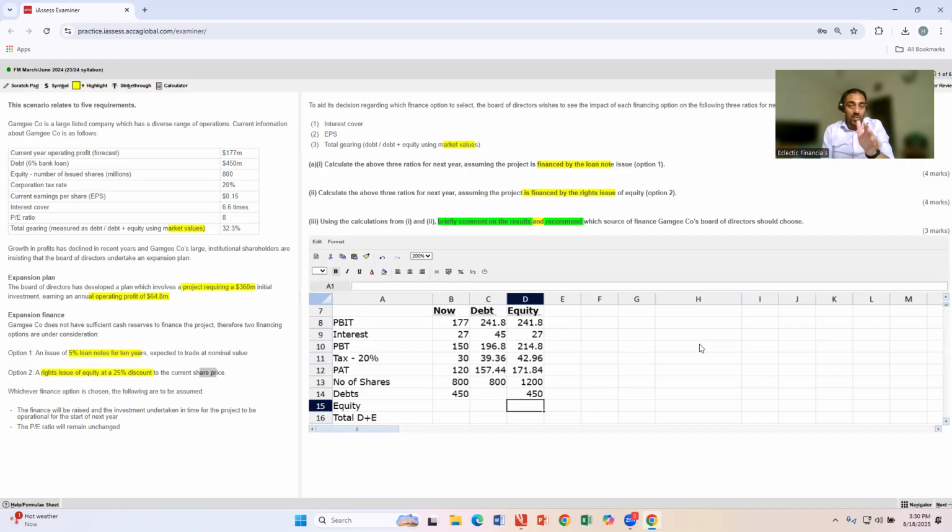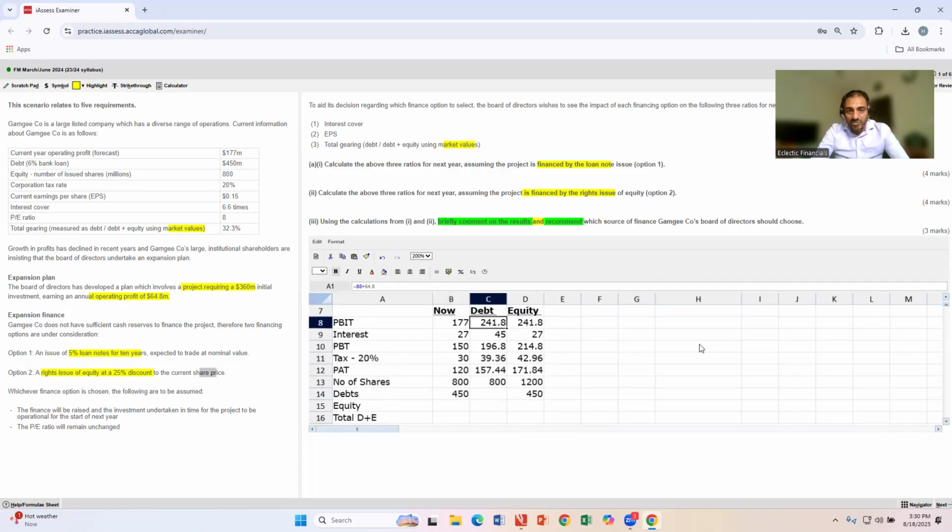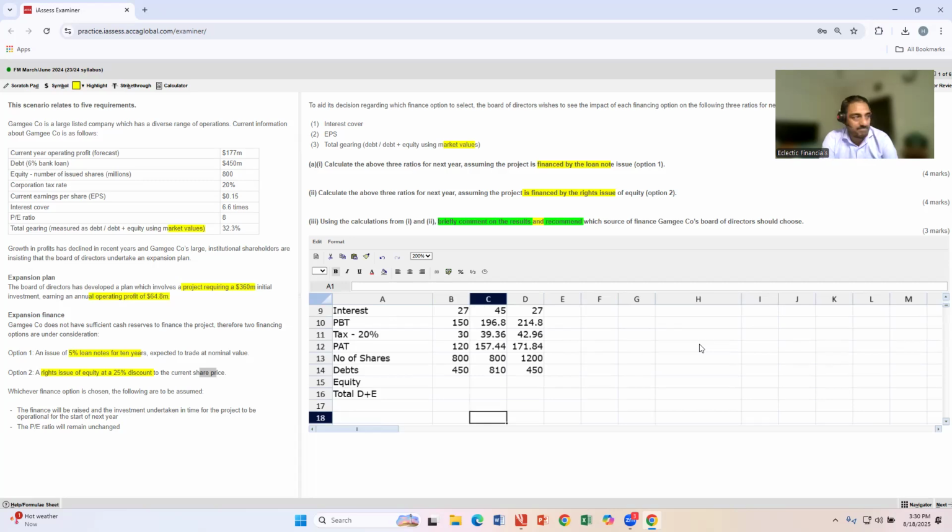Someone asks why interest does not change? Interest does not change because you add the finance with rights issue. No change in debts, no change in interest. Is this clear? Reply me. But if you move towards the debts, existing debts plus you will add 360. Total debts has become 810. That's a point.